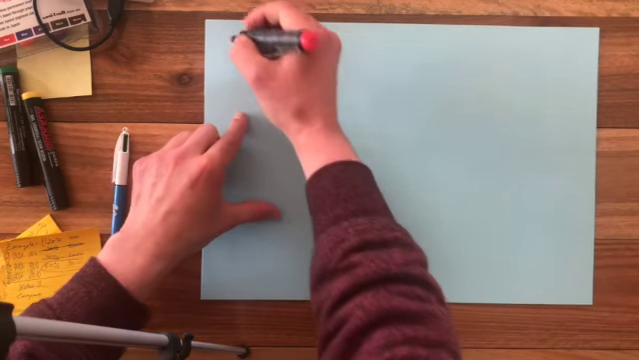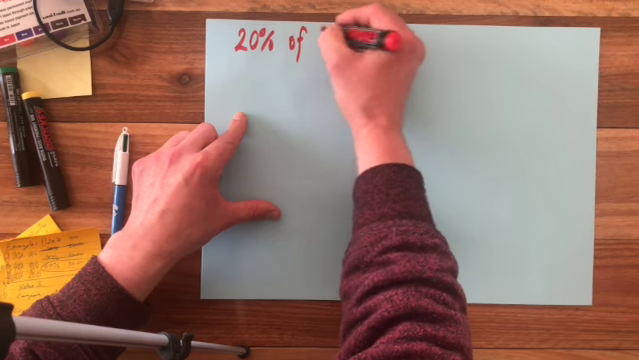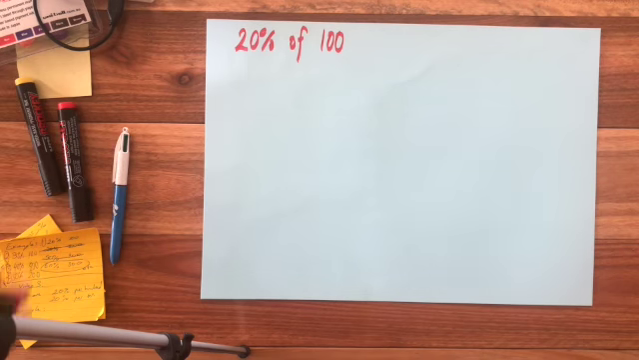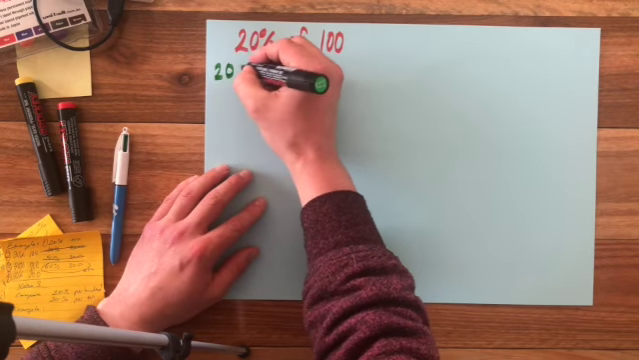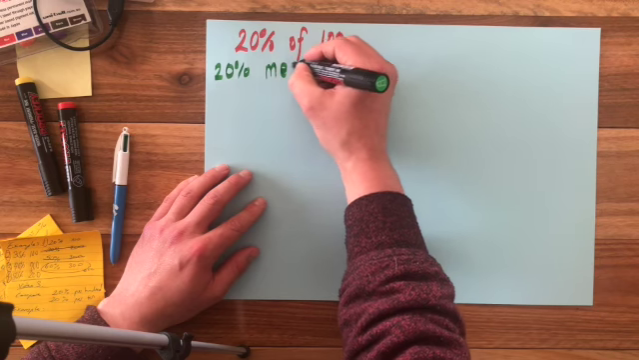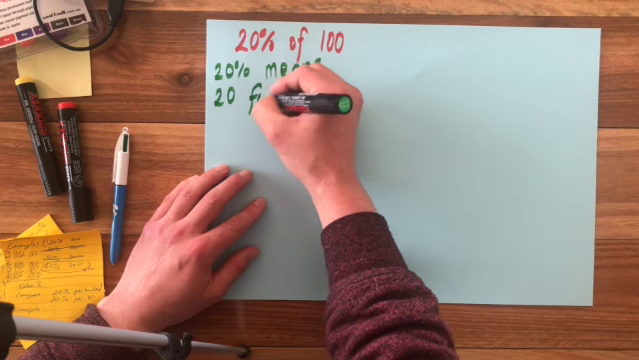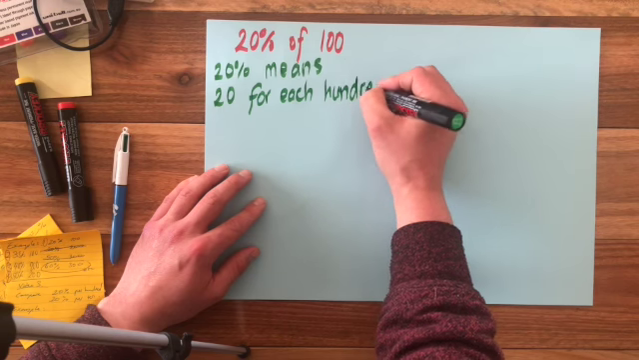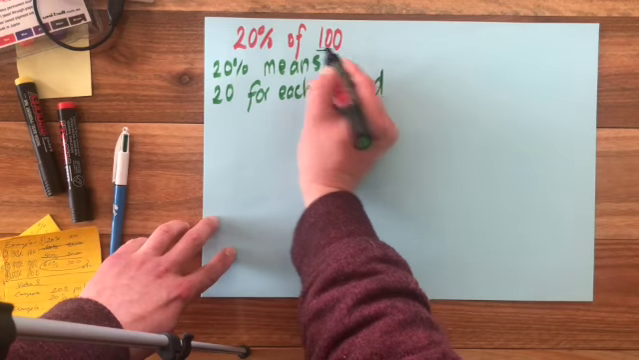I will write this up here. Now the first thing is, we need to actually understand what 20% of 100 means. So like in my examples in the previous video, I need to write that 20% means 20 for each 100, or 20 per 100. Now, how many hundreds do I have? You'd be right, I have 100.